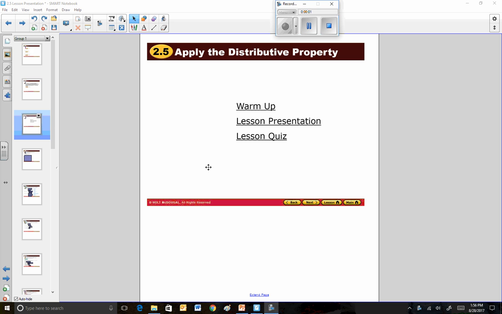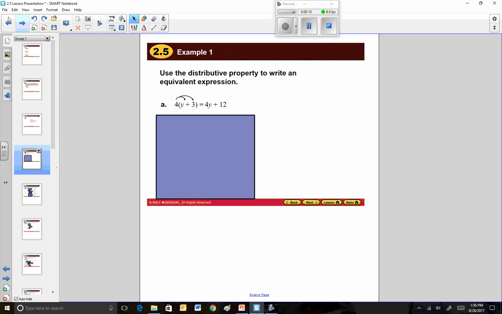Afternoon, class. Today we're going to learn about the distributive property. And the distributive property is all about multiplication. And let's take a look at the first question.